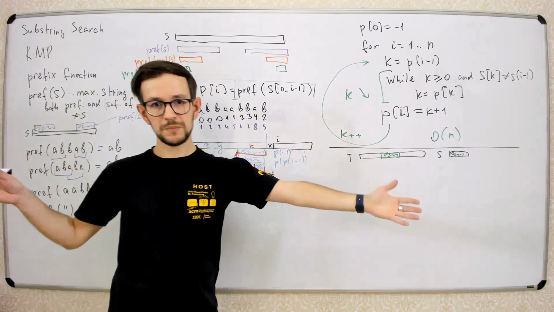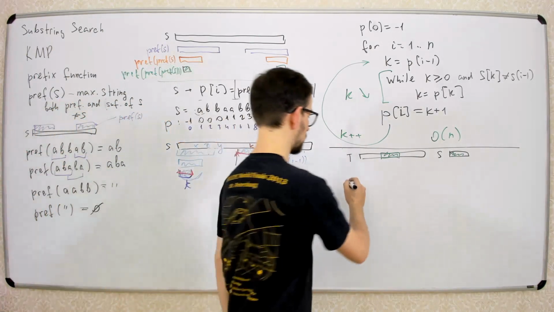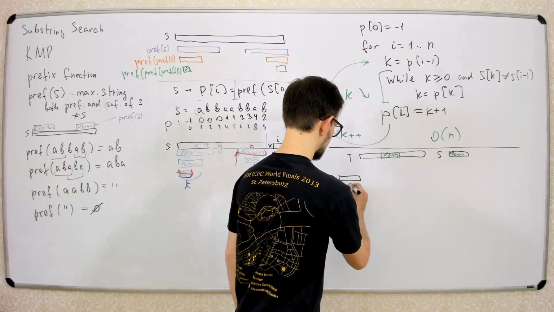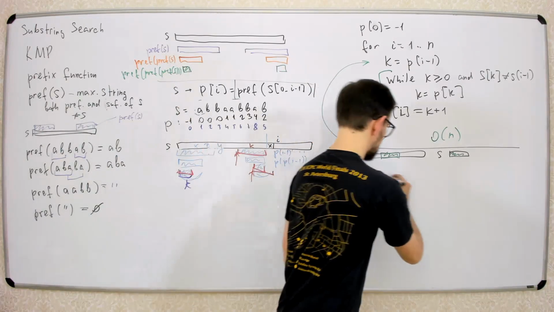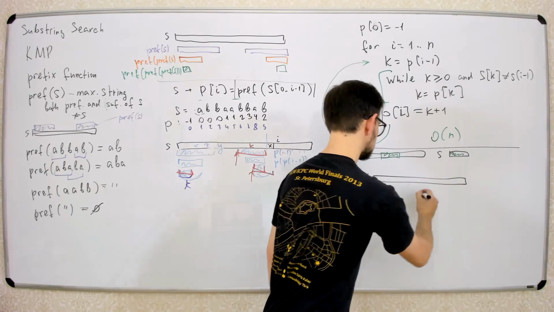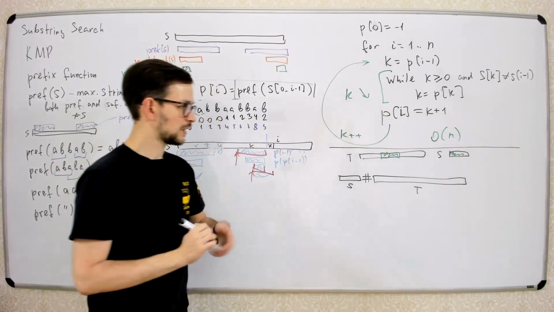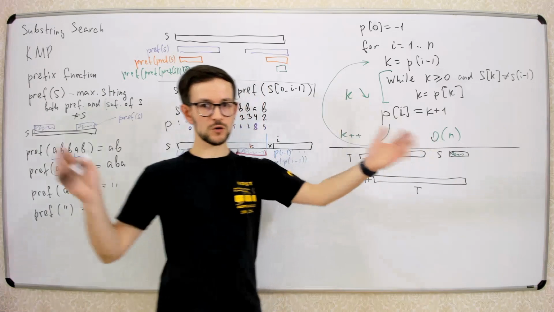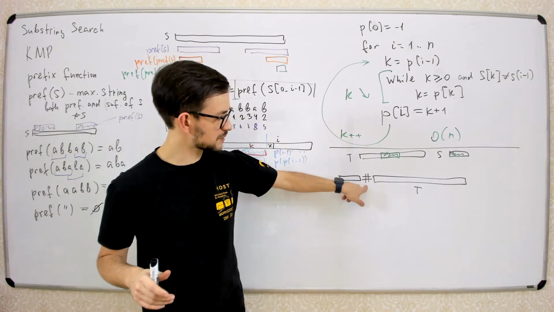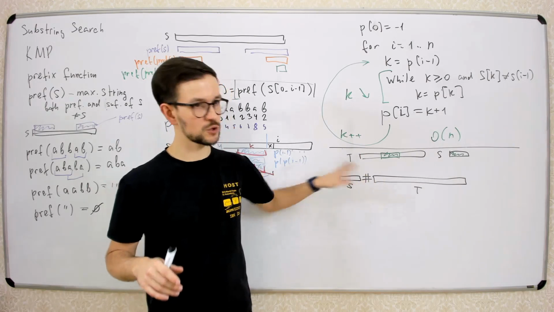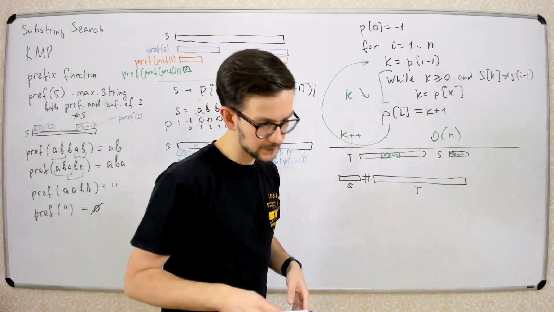Let's construct one big string from these two strings. So let's construct the following string. Let's take string S, then add some special character here, and add the text here. Let's construct the long string using this S and T, and just split them with some special character which does not occur in either of the strings.